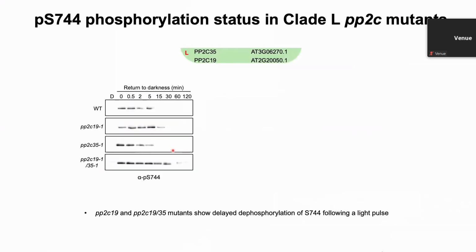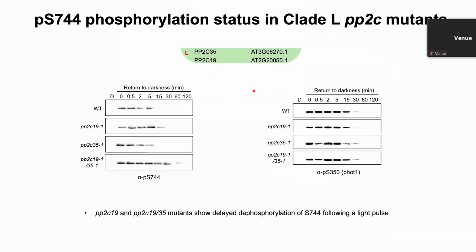And you can monitor this in a little bit more detail. So we focused on these clade L members. There's two, they're uncharacterized in terms of function in Arabidopsis. And most notably here, over the kinetics, you get a really marked sustainment of S744 phosphorylation when you make the double mutant between these two clade members. So there's PP2C19 and PP2C35.